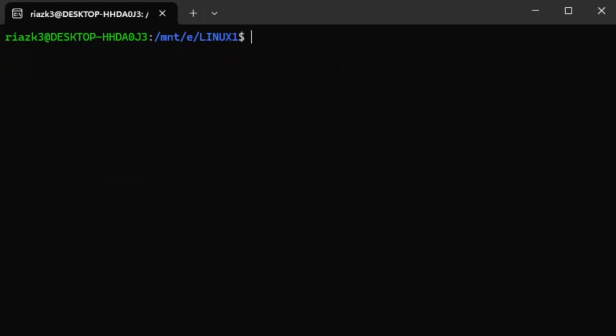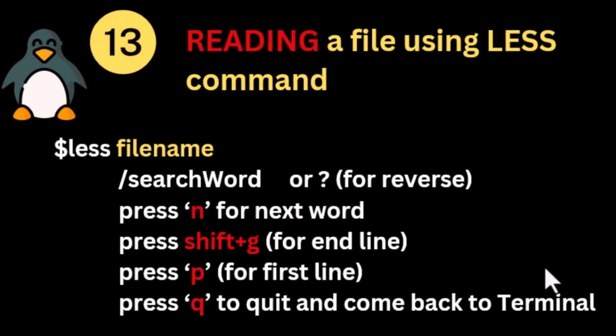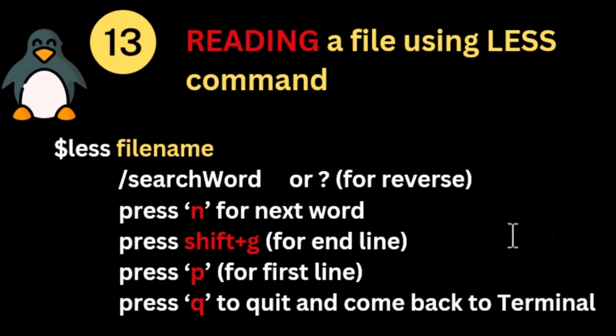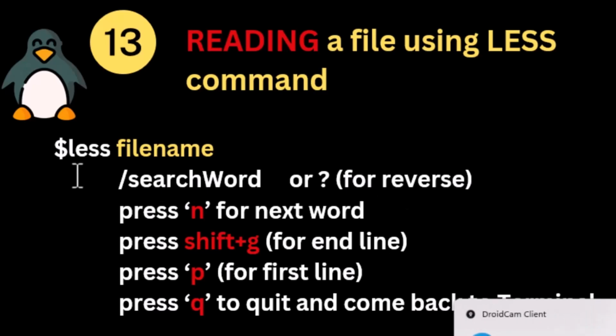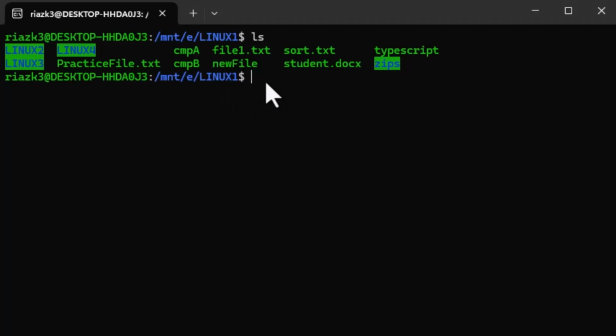And moving ahead, next command, that is going to be the command number 13. Command number 13 is about reading a file using less command. We have just seen the cat command, which shows the contents of the file. We can also read the file by using less command. And if we want to search a word, we can search a word also by using the forward slash that we will see in the terminal. Now, by using less command, we can even read the file as we have read by using the cat command.